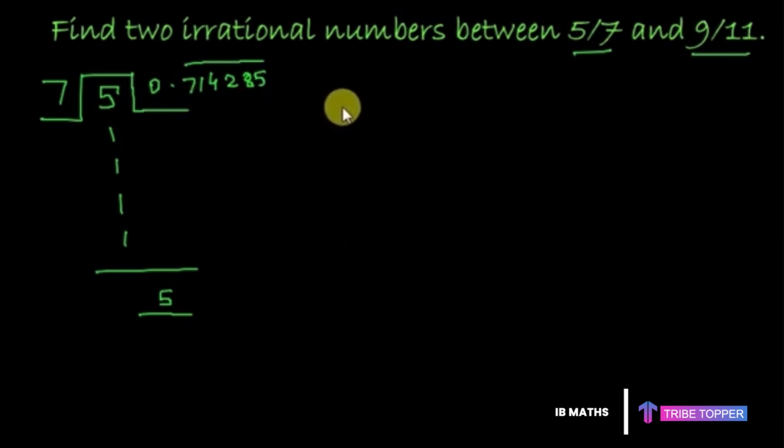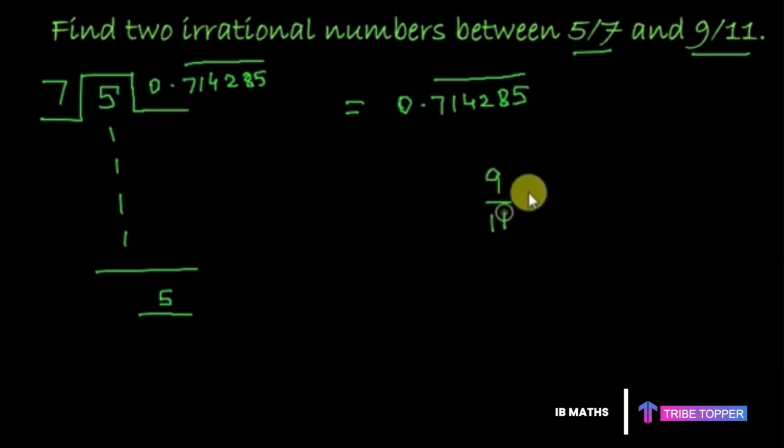Therefore 5 by 7 can actually be expressed as 0.714285 bar. So it's a non-terminating repeating decimal. And similarly we have the number 9 by 11. This can actually be expressed as 0.8181, and so on. Therefore, I would say 9 by 11 is 0.81 bar.